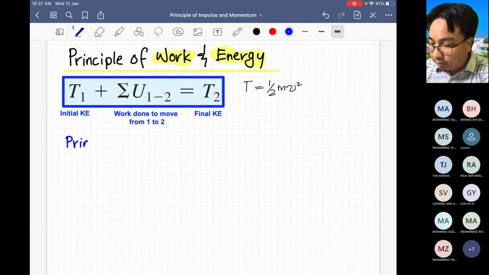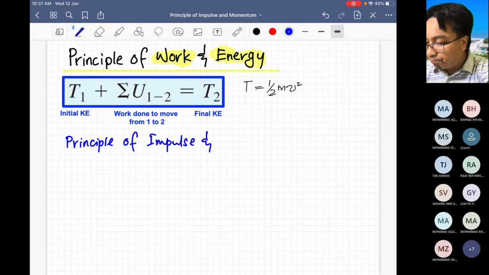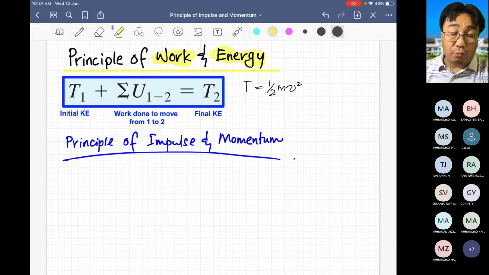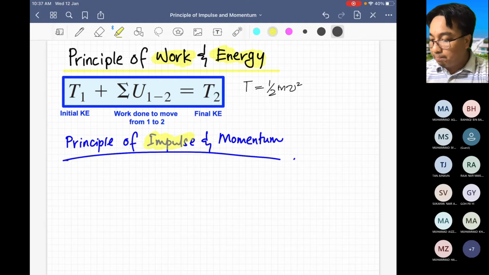Now, today we will discuss the principle of impulse and momentum. It is almost similar to the principle of work and energy. In the principle of work and energy, we have two parameters or variables, that is work and energy. In the principle of impulse and momentum, we will also have two components: the first is the impulse, and the second is the momentum.